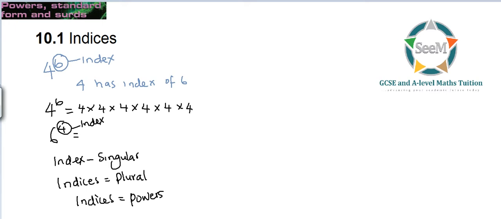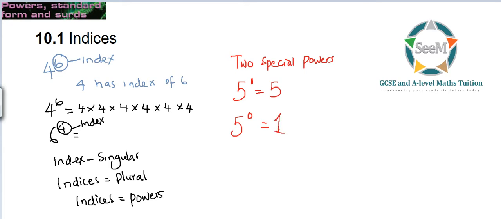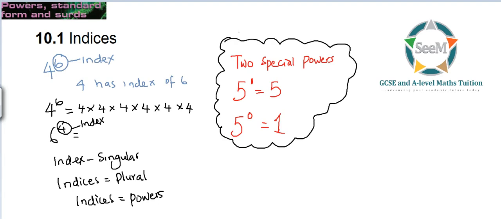There are two special powers. 5 to the power of 1 equals 5, and 5 to the power of 0 is always 1. If you can remember this, and I hope you do, it is very vital in any examples or any question you're going to come across.